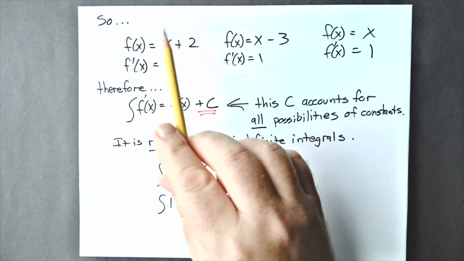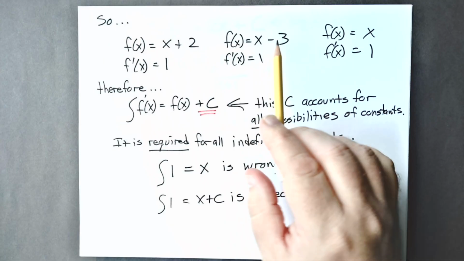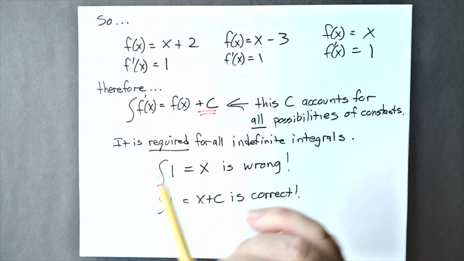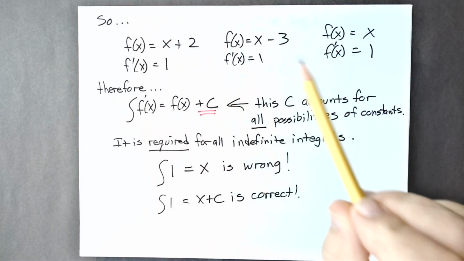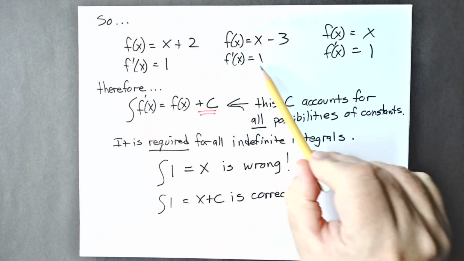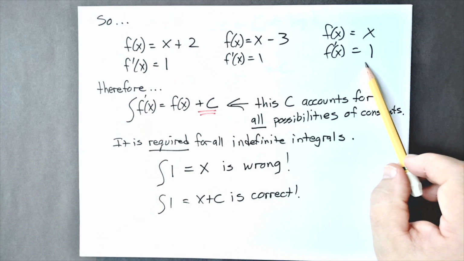So look at these three different functions. I have f of x equals x plus 2, f of x equals x minus 3, f of x equals x. Three completely different functions. But when you take the derivative of each of these, notice how the derivatives are identical. Right? The derivatives are the same, meaning the slope of these is the same. What the derivative answered was, hey, what is the slope at a point of a function? What the integral is answering is what function came from that slope, what potential functions come from that.